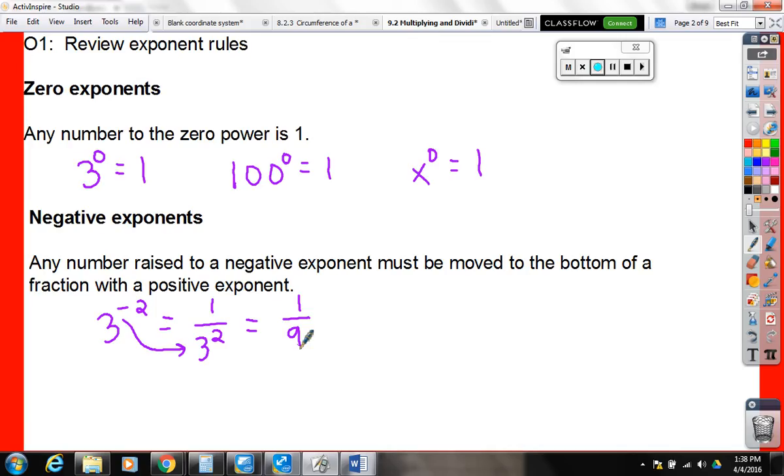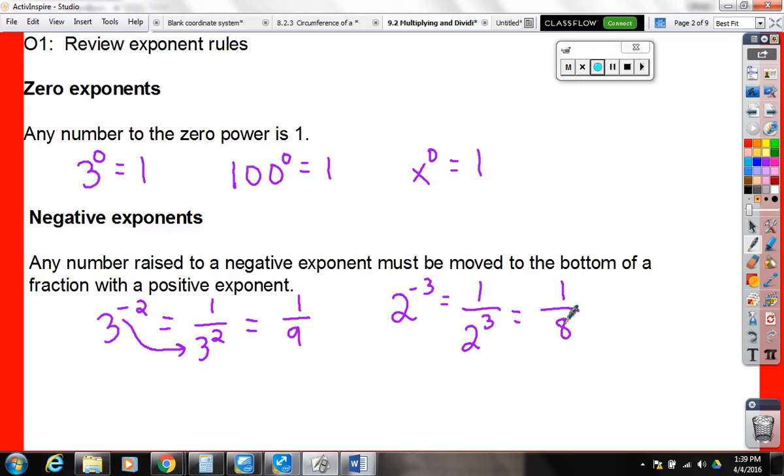Let's try another one. If we have 2 to the negative 3 power, this means 1 over 2 to the third power. 2 times 2 is 4, times 2 is 8, so we have 1 over 8. 2 to the regular third power would just be 8, but 2 to the minus 3 is 1 over 8.